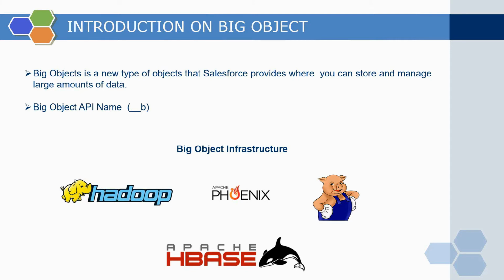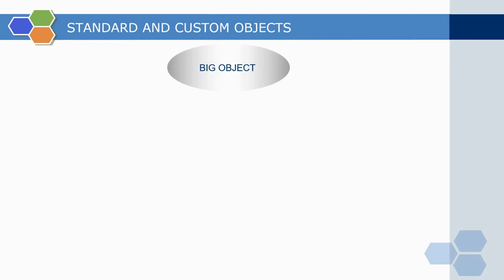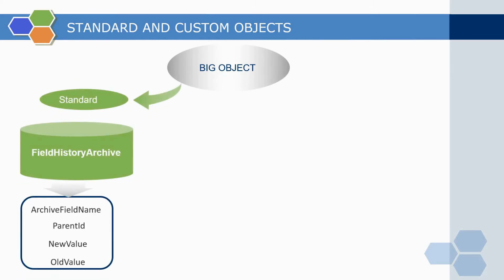Now let's see standard and custom big objects and their supported field types. Field History Archive is one of the standard big objects that stores data as a part of the field audit trail. There are some standard field types, which are archive field name and parent ID, which is the ID of your parent object, either custom or standard. New and old value are other standard field types in the standard object. You can also perform a SOQL query to retrieve the archived data on the Field History Archive object. So it supports SOQL query in general.